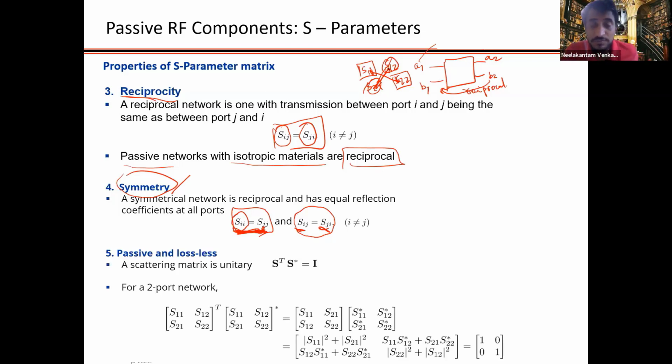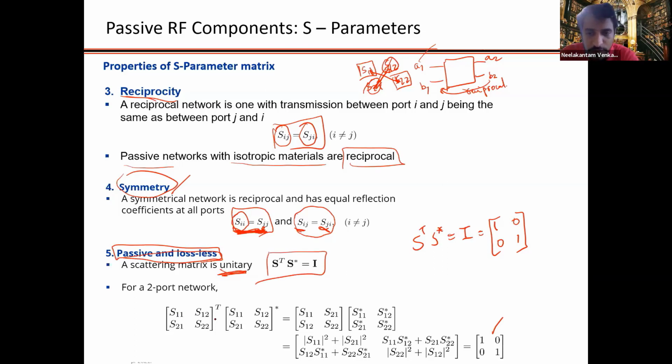And the last property, which is very important for a passive lossless network, the S matrix is unitary. A complex matrix S is said to be unitary if S transpose S conjugate is equal to the identity matrix. For example, the identity is 1 0 0 1 along the rows. So this is an identity matrix. This general expression is for a 2 by 2.